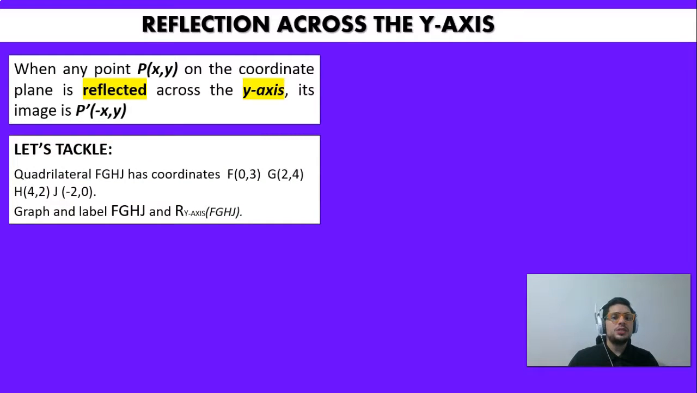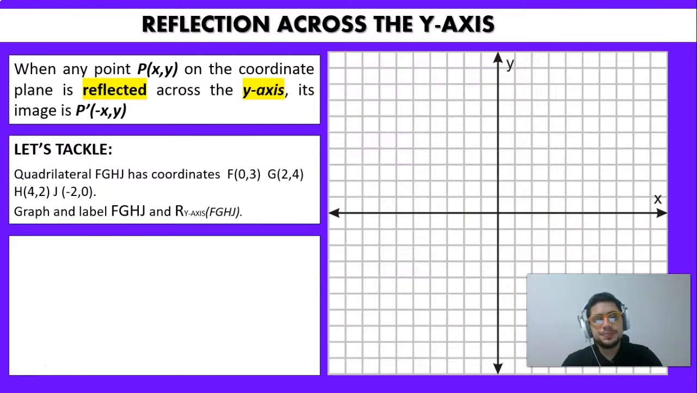So today's problem is going to be a problem about a quadrilateral FGHJ that has coordinates (0, 3), (2, 4), (4, 2), and (-2, 0). And we're going to see the graph and the label of the reflection across the y-axis of that same polygon, right? So let's begin. Okay, guys, so it's pretty easy and self-explanatory.